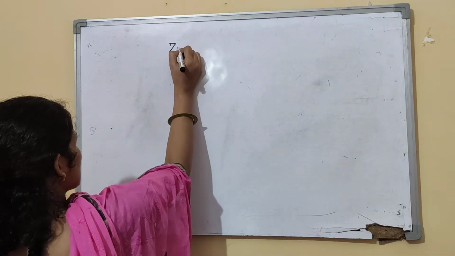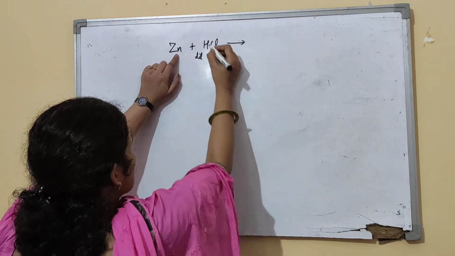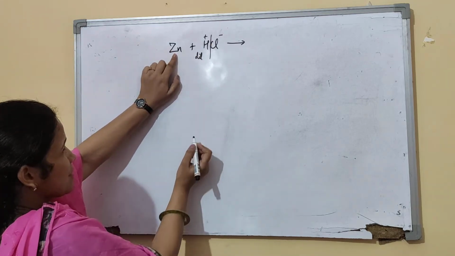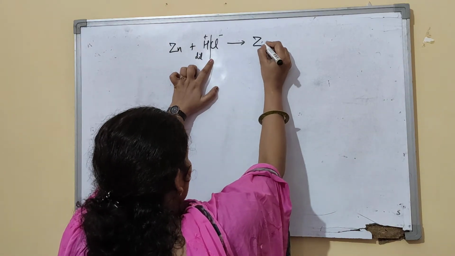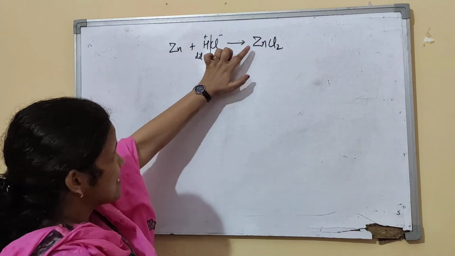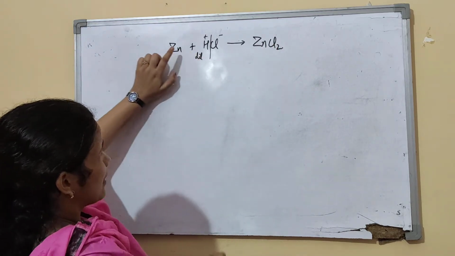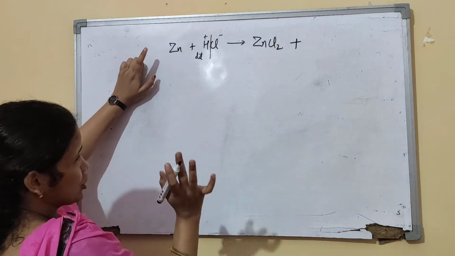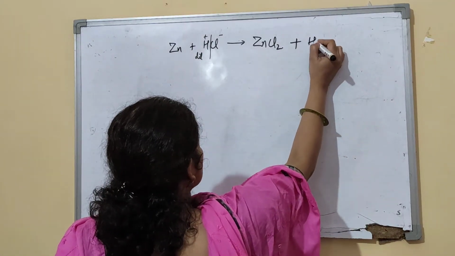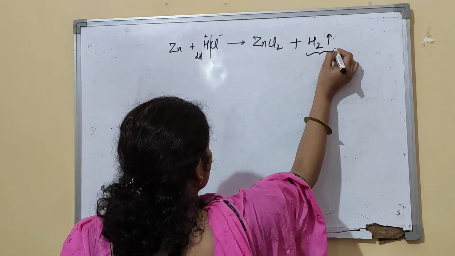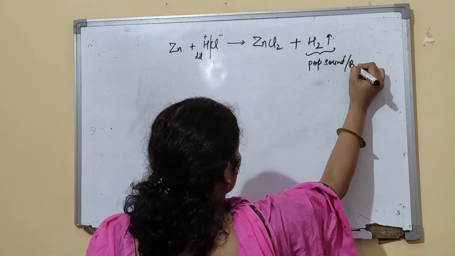Zinc granules react with dilute HCl. This is the positive part, this is the negative part, and this is the metal. Metals are positive, so the metal will react with the negative part and give zinc chloride, ZnCl2. Why ZnCl2? Because zinc has valency 2 and chloride has valency 1. And hydrogen cannot be H; the stable form will always be H2. So it is H2 gas. This H2 gas gives a pop sound and burns with a blue flame.